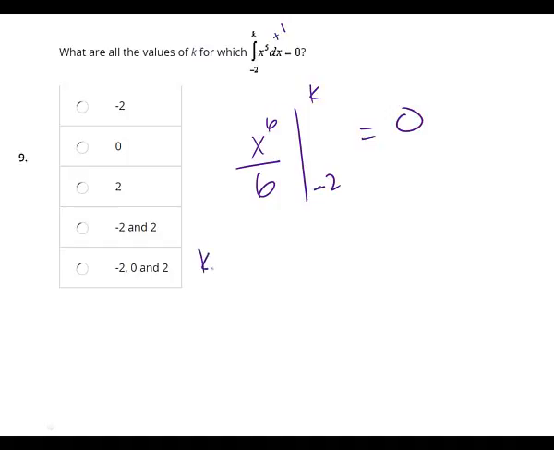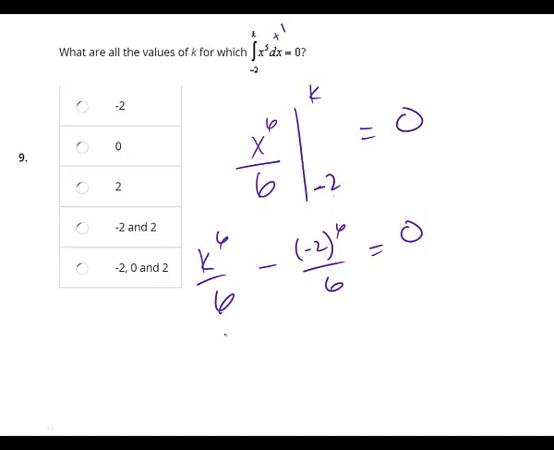So I'm going to put in the k, so k to the 6th over 6, and then I'm going to put in the -2, and it's supposed to be equal to 0. It's always subtracting. That's what the fundamental theorem says. Is the top one minus the bottom one. But we have a sign issue going on, right? So you got to watch that sign.